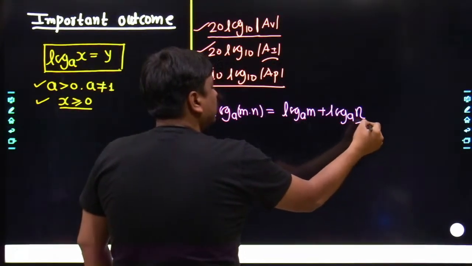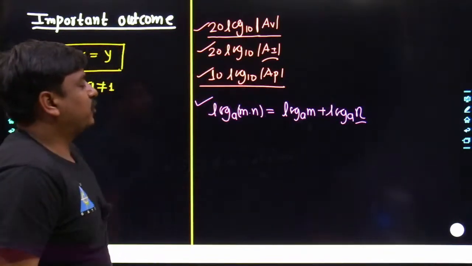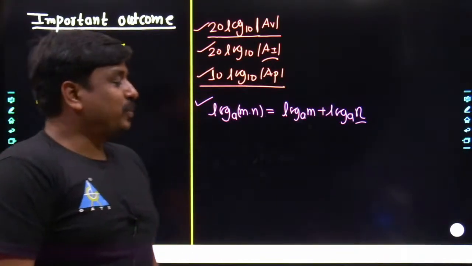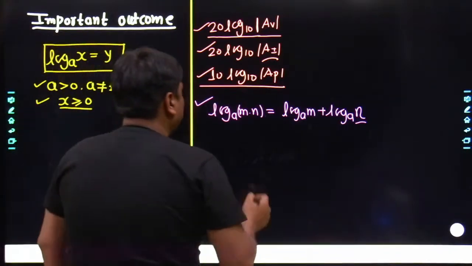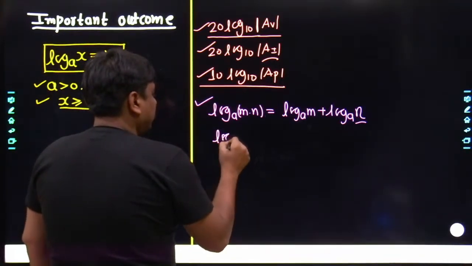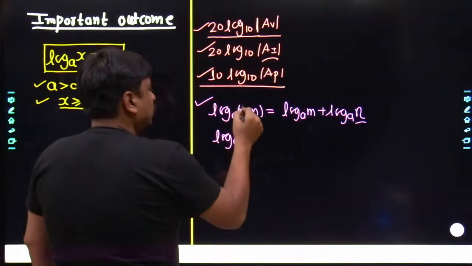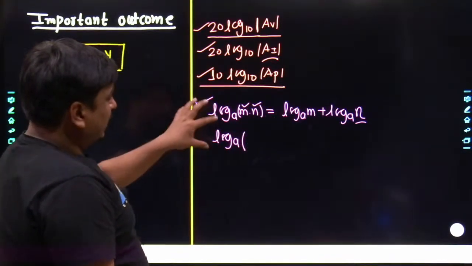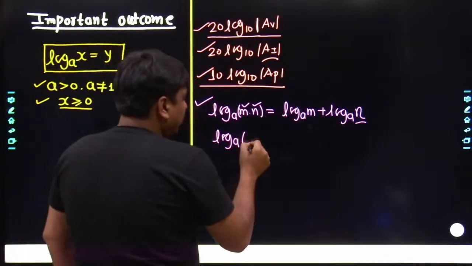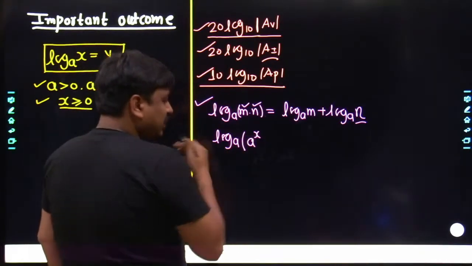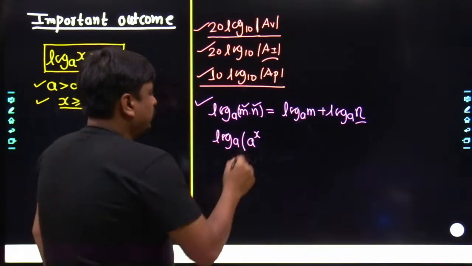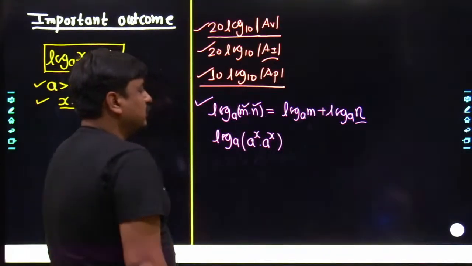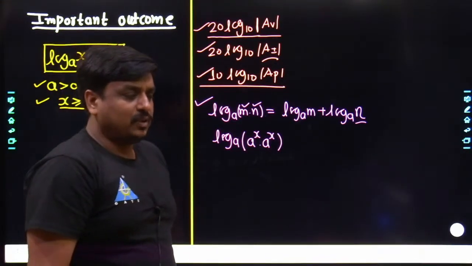Many of the times the students do have one doubt in their brain: from where has this particular outcome come into the picture? See what I am going to do over here. For the time being, m and n, obviously they must be positive numbers. So m can be written as a to the power of x for the time being. Similarly, n can be written as a to the power of y for the time being.